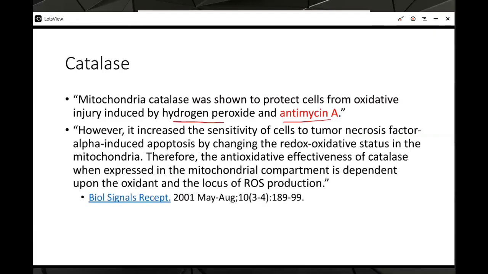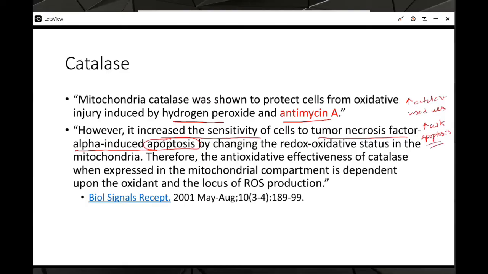But we can take it even a step further. When we look at catalase becoming more and more active, we also see an increased sensitivity of the cells to tumor necrosis factor alpha-induced factor. Why does that matter? Because that's going to trigger apoptosis. So what this statement is saying is the more you see catalase being used in cells, the more sensitive the cells become to apoptosis. And that is actually a great thing, because if too much hydrogen peroxide is constantly being generated and the cell is having to respond to it, then something's probably going wrong in that cell.